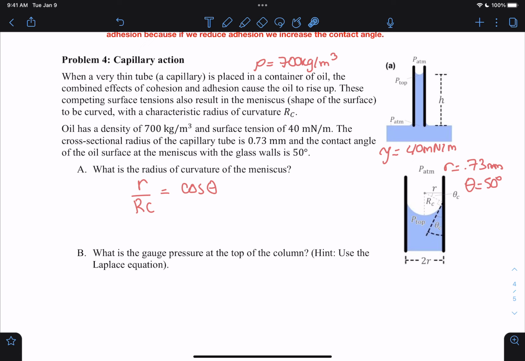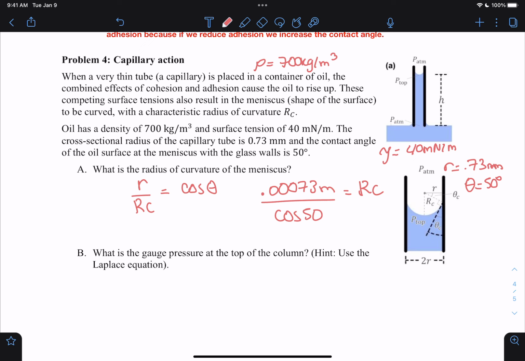They really don't state that you have to have it in meters, but I feel like it might just be better, especially later on, to have it in meters if we're figuring out gauge pressure and stuff later on. So 0.73 millimeters, we're just going to divide by 1,000 to get it to meters. So 0.73 divided by 1,000 should give us 0.00073 meters, and divided by cosine 50, that would give us RC, right?